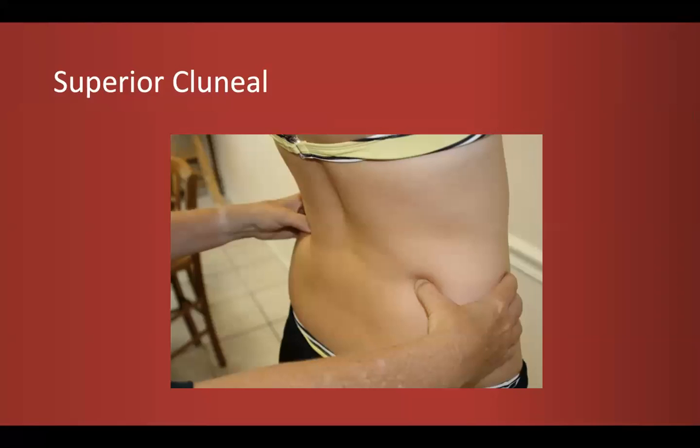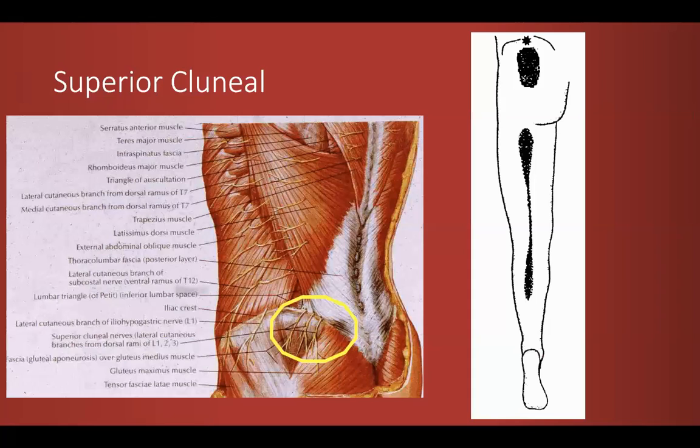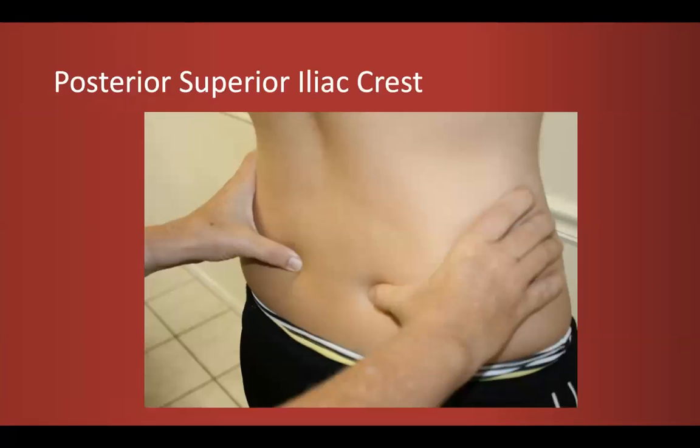If you go just a little bit more laterally, you'll find the superior cluneal nerve. And it passes through the quadratus lumborum and gets trapped at the top of the iliac crest and can cause pain going down the buttocks and down the back of the leg toward the foot.